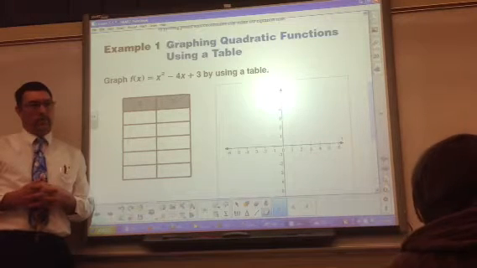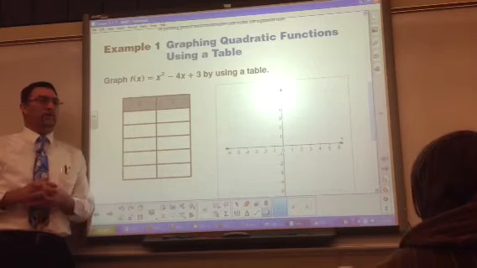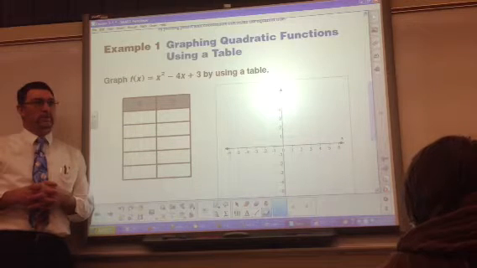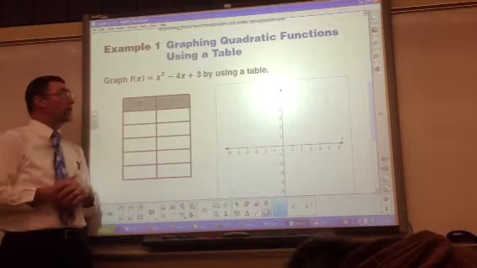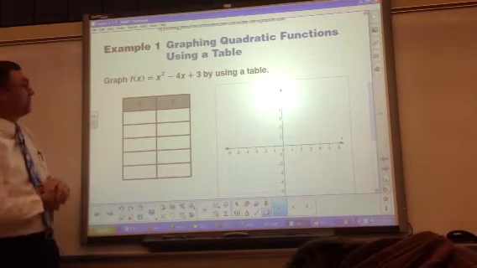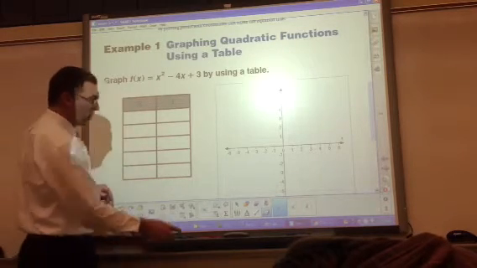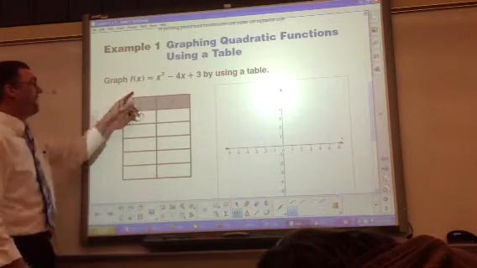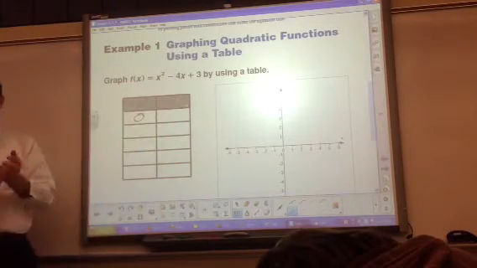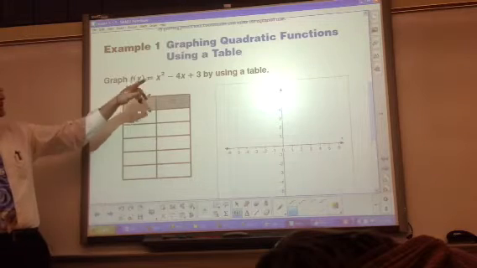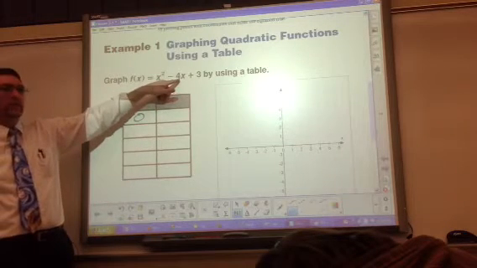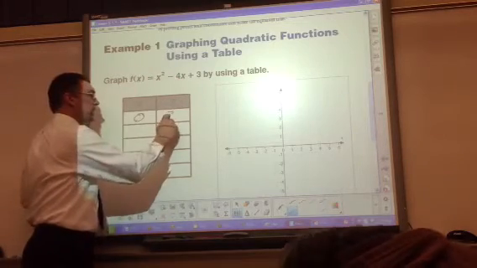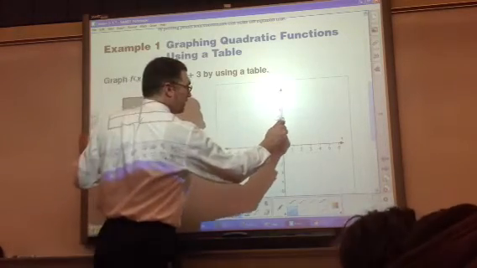3. Okay. Start with 0. Why, Lexi, do you think 0? Because we have like the starting point. Okay, that'll give us the starting point. The y-intercept always gives us the starting point. So if we put in 0 for x, then what value am I going to get for y? 3. Okay, 3, because 0 squared is 0, minus 4 times 0 is 0, so this is 3. So our first point is at 0, 3.